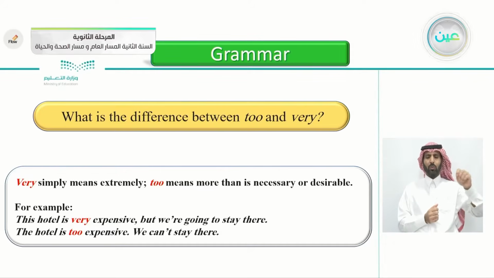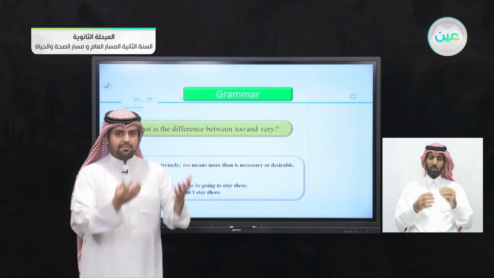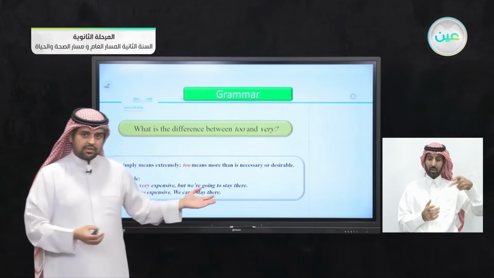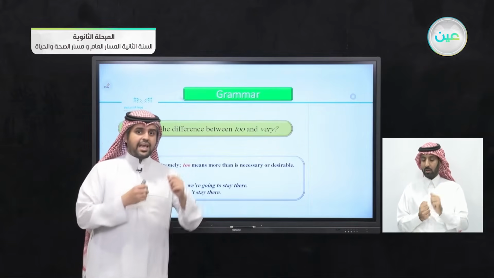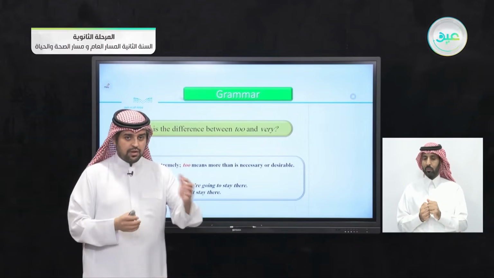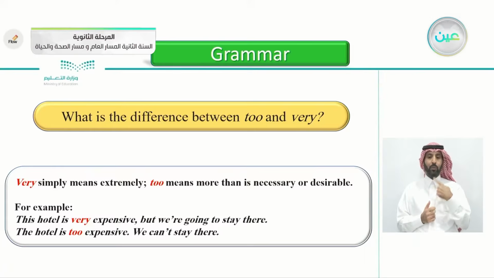For example, the hotel is very expensive, but we're going to stay there. So when you say something is very expensive, it's very expensive, but I can buy it. I can book the hotel. I know it's very expensive. It's extremely expensive, but I can manage. I have the money to go there. But when you say the hotel is too expensive, we can't stay there.